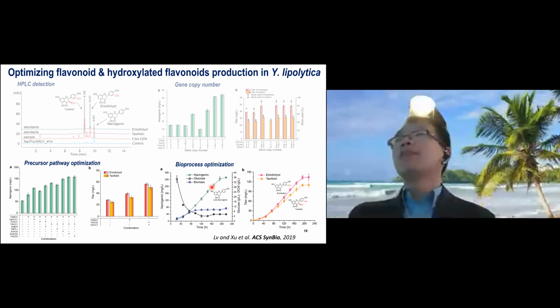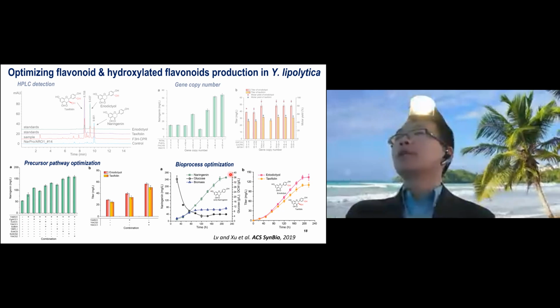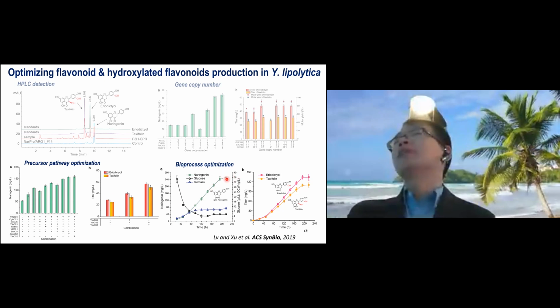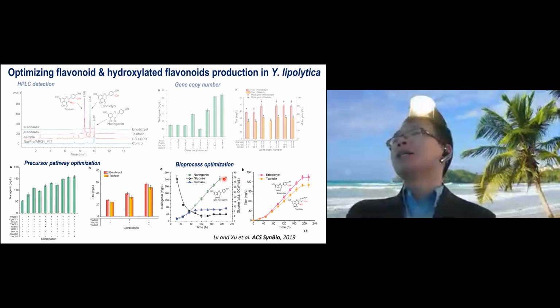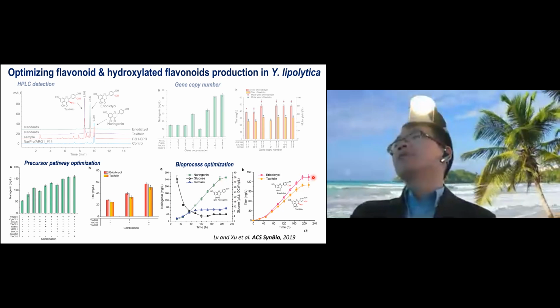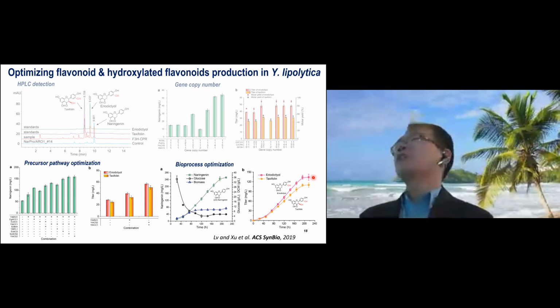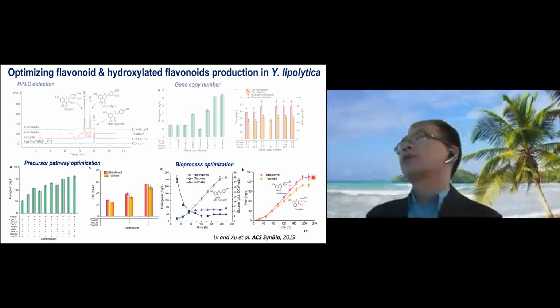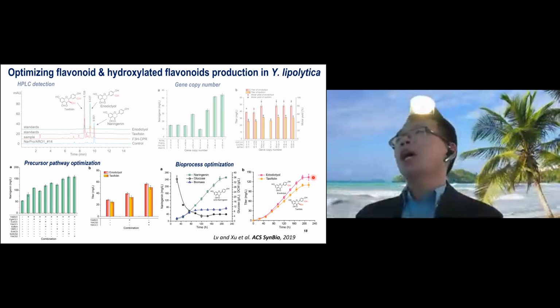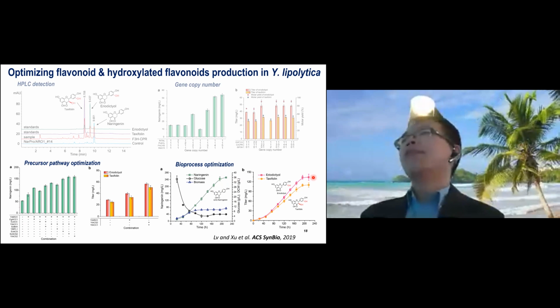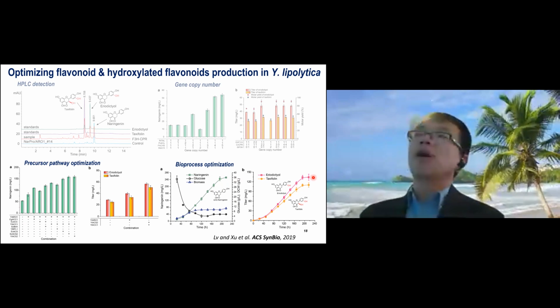Eventually, we engineered the cell and did some process optimization, such as controlling the pH. In shake flasks, we can now produce around 250 milligrams per liter of naringenin and around 120 milligrams per liter of eriodictyol. This compound is very expensive. It could be up to $200 per kilogram, or sometimes $1,200 per kilogram, depending on the source and the purity of the compounds.